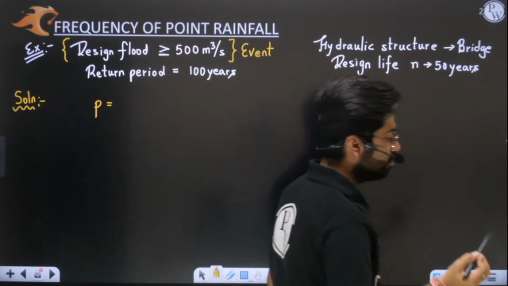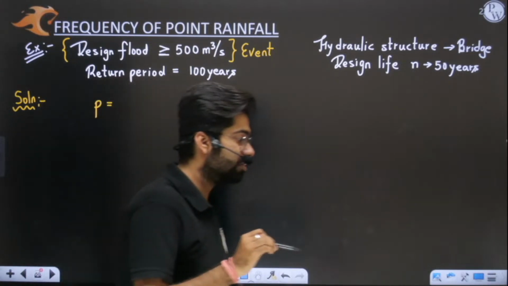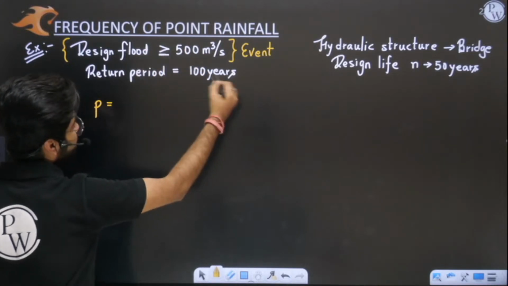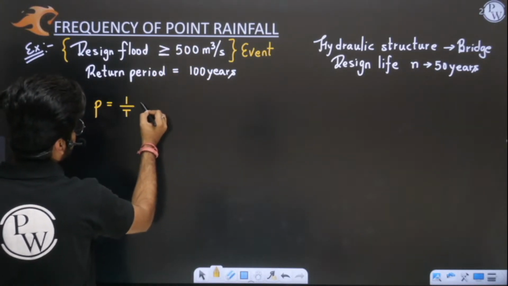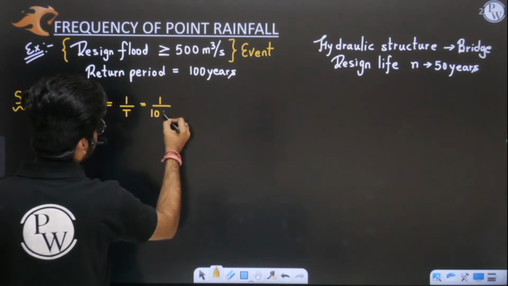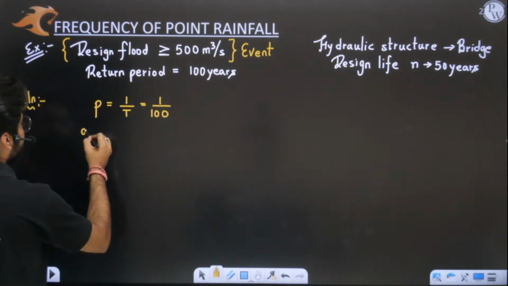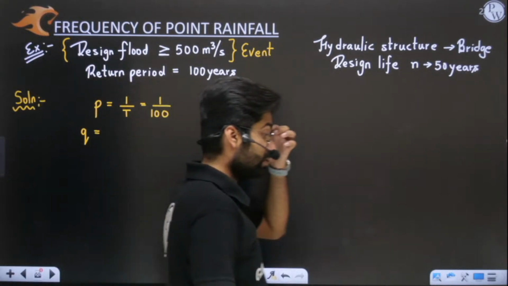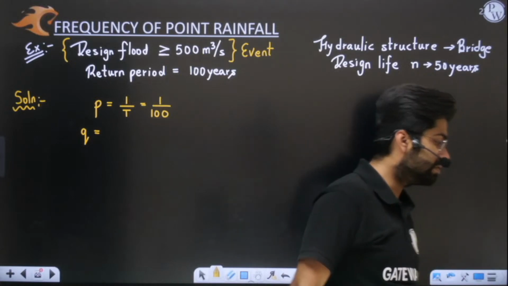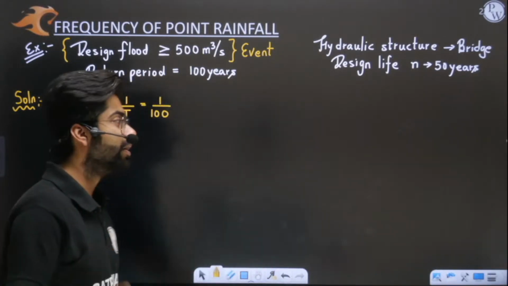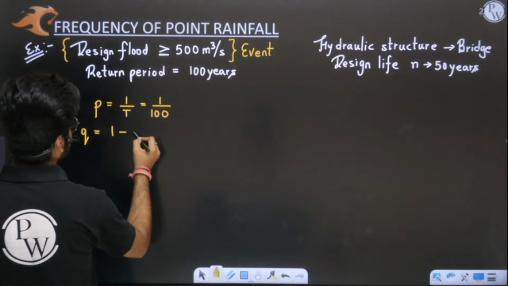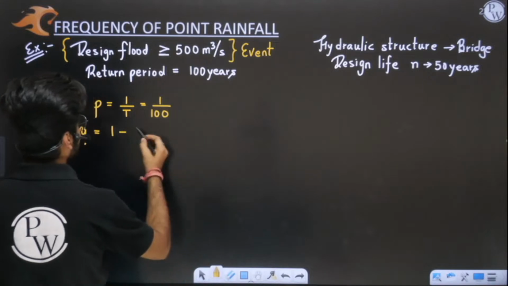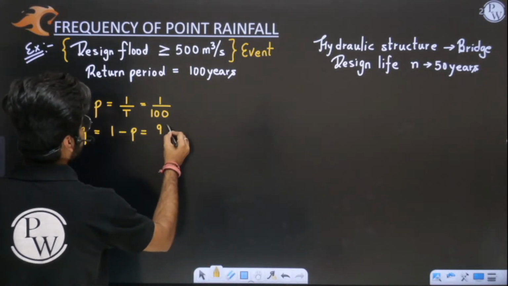Please stay focused. This is a very important numerical which will be asked in your examination. Yes, 1 by 100, Vishal, perfect. So the probability of such kind of design flood occurring in this river is none other than 1 by T, 1 by 100. Now, what will be the probability of non-occurrence? Yes, perfect. 0.01 is the probability of occurrence, and the probability of non-occurrence will be 1 minus p, simply 99 by 100.